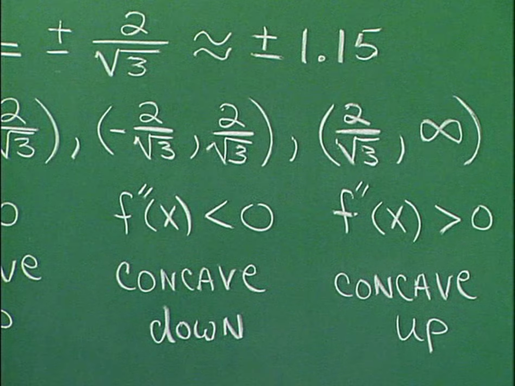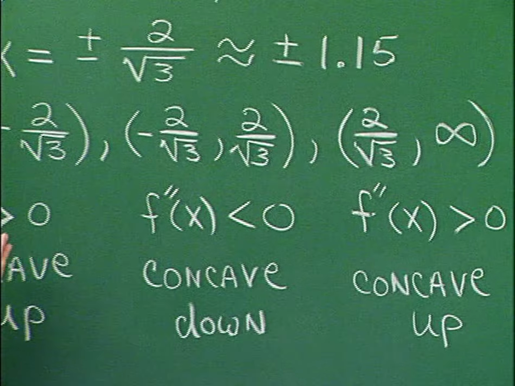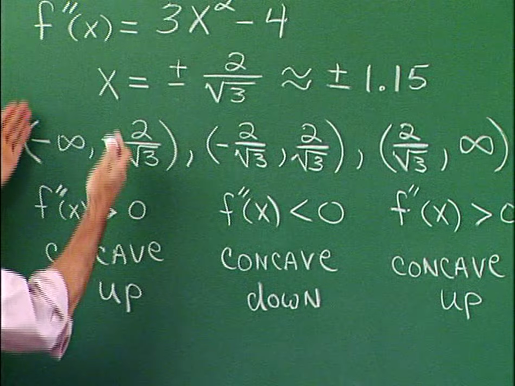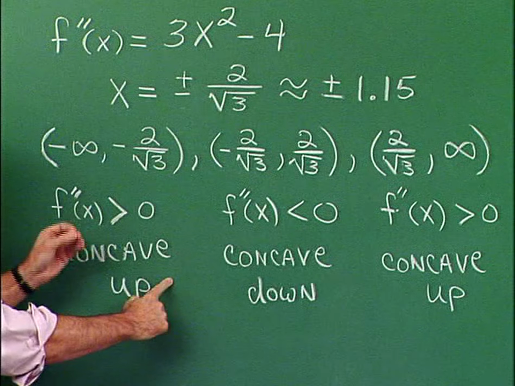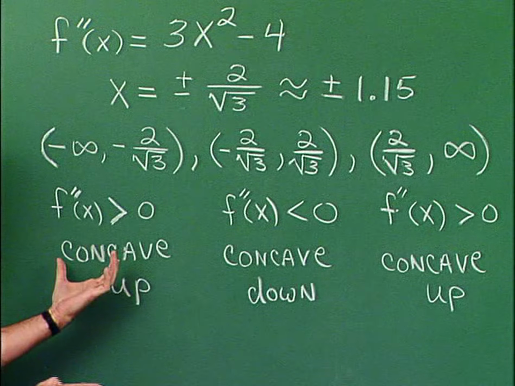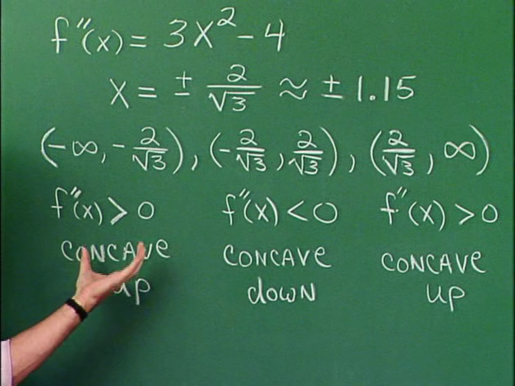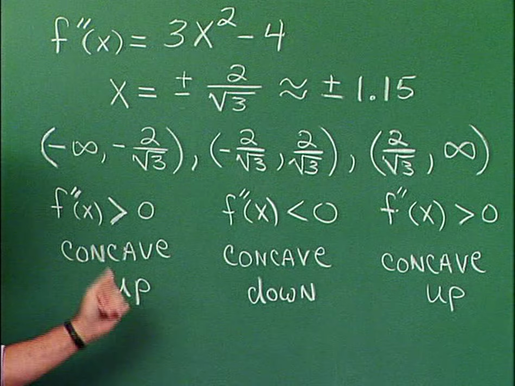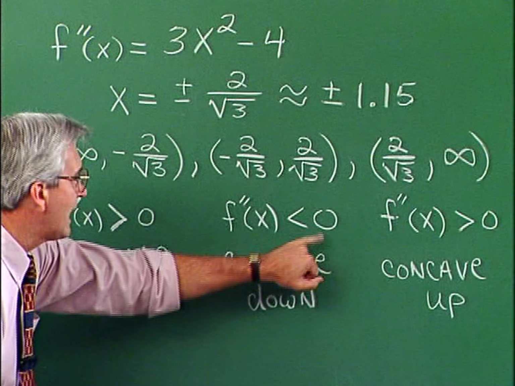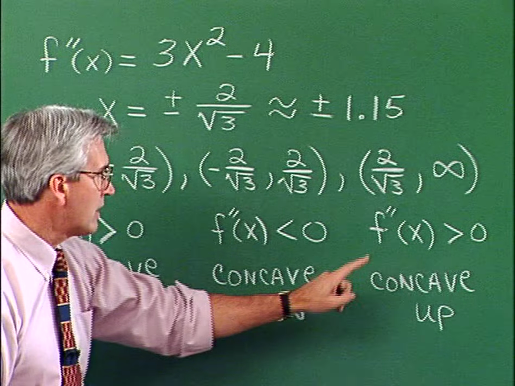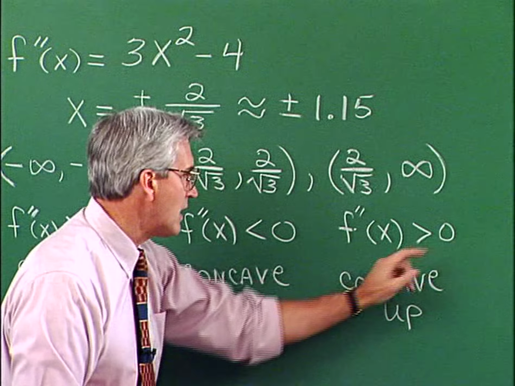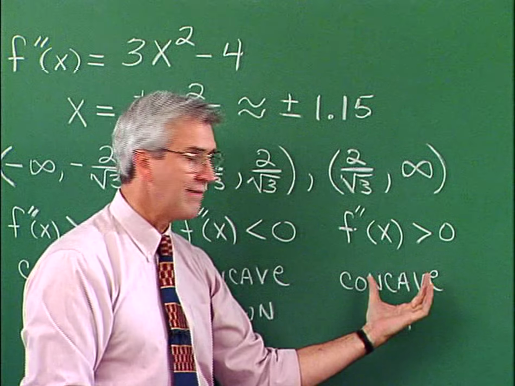And as we discussed earlier, if we have an interval over which the second derivative function is positive, we have a graph of the original function that is concave up. So the original function is concave up in this region. Now here the function is negative, so the original graph is concave down. Here the function is positive, so we have again concave up.